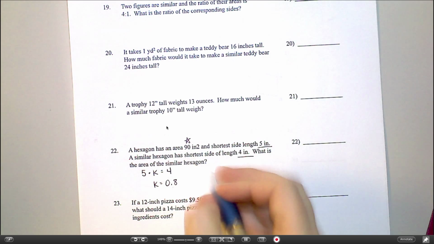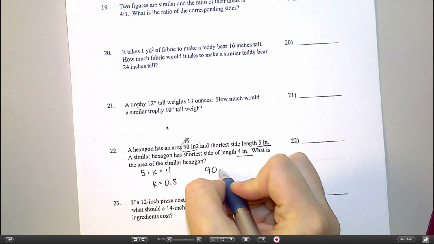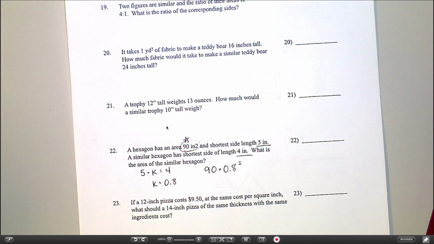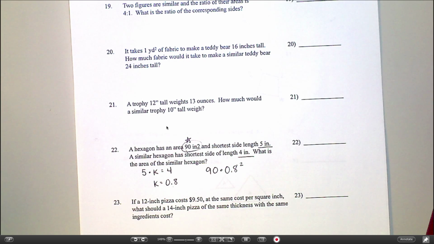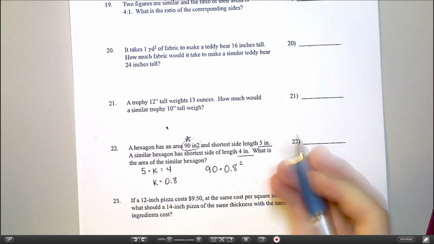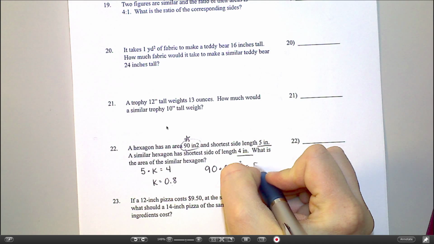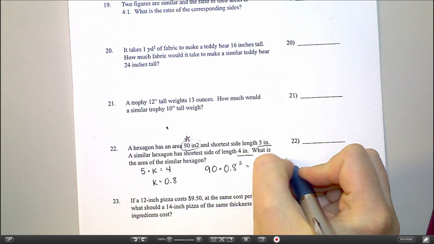So to change my area, I'm going to take the area that I was given up here and multiply by that K value squared. So George, really what you would have done is just 90 times 0.8 and not 0.8 squared. Doing it your method, that's the answer you would have gotten. You've got to remember to square that. So 90 times 0.8 squared is 57.6, and that would be square inches.